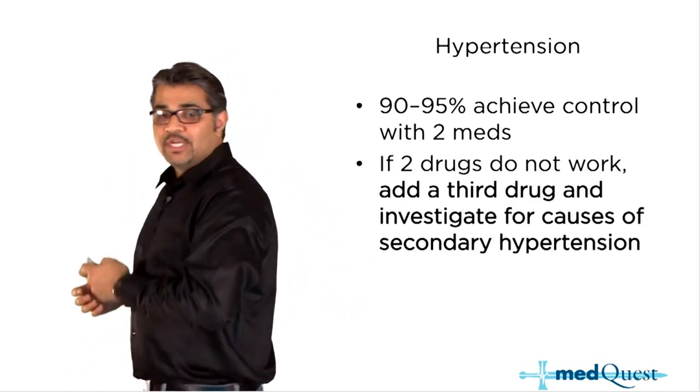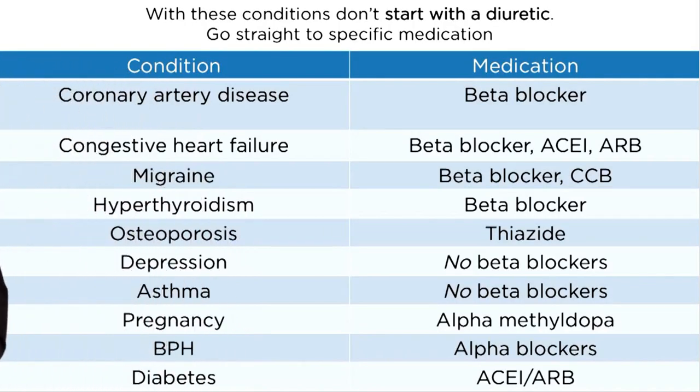Well, boom! Check out this slide right here, ladies and gentlemen. If your patients have coronary artery disease, don't start with a diuretic, go straight to a specific medication. If they have coronary artery disease, you're going to go to beta blocker. If they have congestive heart failure, well, they're going to be on a beta blocker and an ACE inhibitor and possibly spironolactone or an ARB if they can't handle the ACE inhibitor.